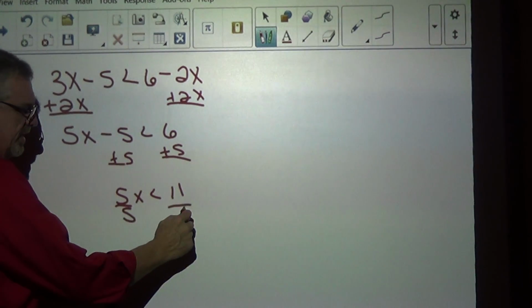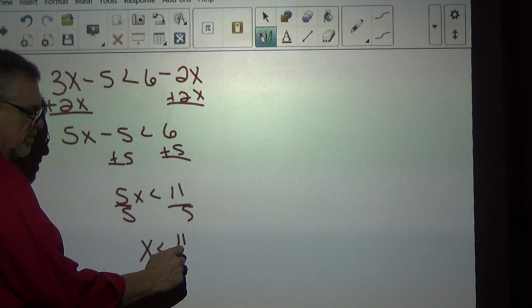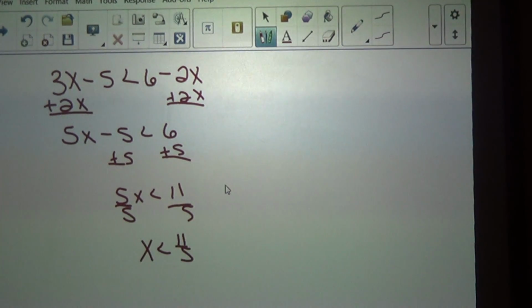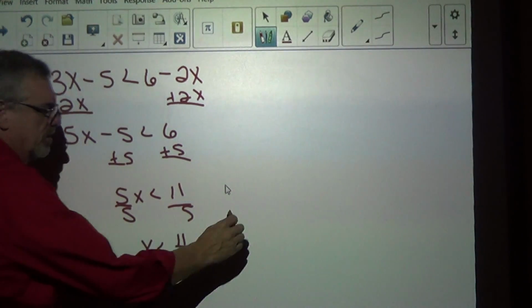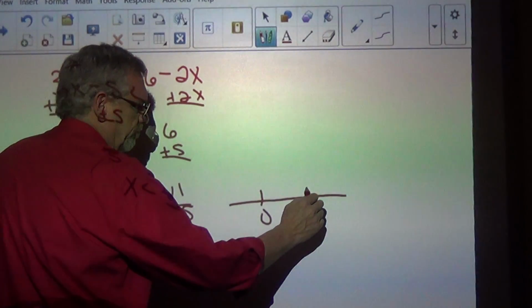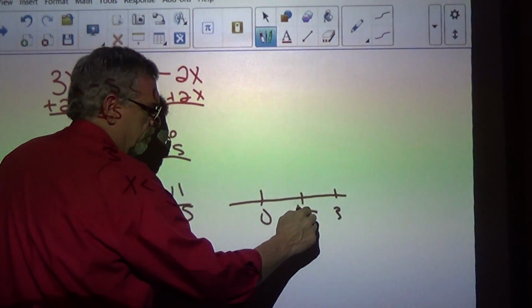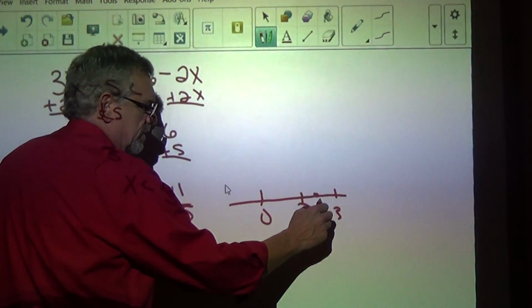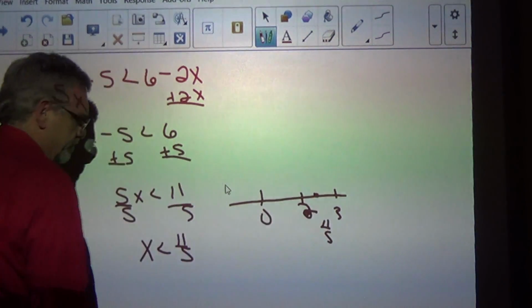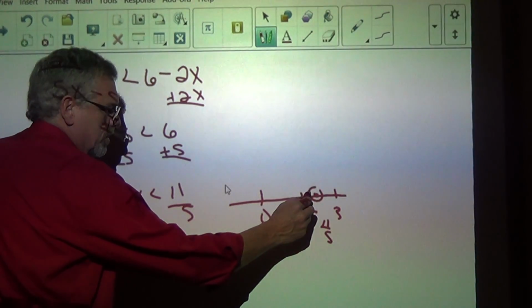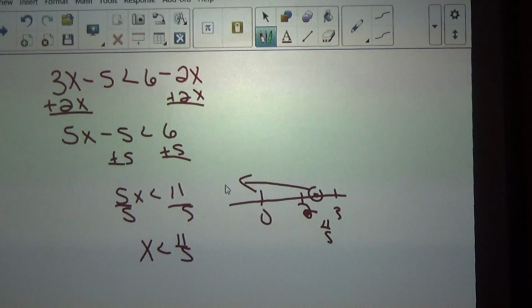Divide both sides by 5. X is less than 11/5. If he says graph them, all I really need to see on your graph is just put 0. Now since this is a fraction, it's going to be somewhere between 2 and 3. And put a dot there and you write 11/5 there. Less than, so it's a circle because it's not equal to, and it's going that way.